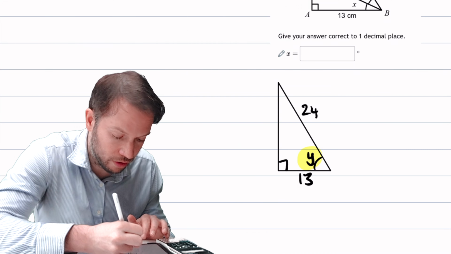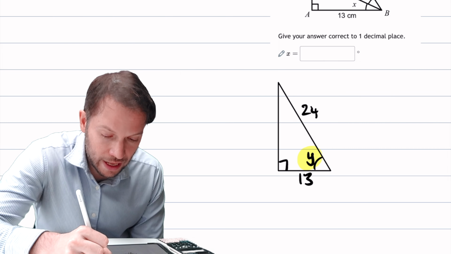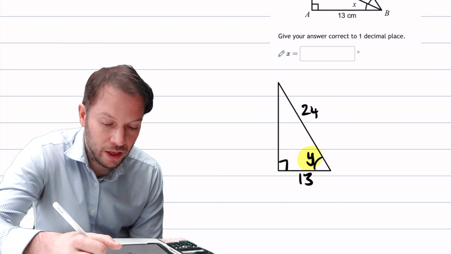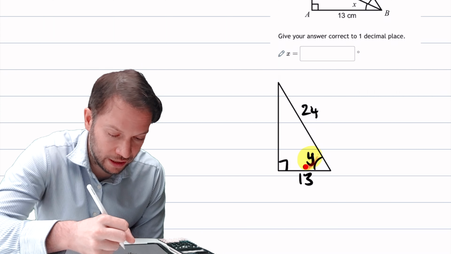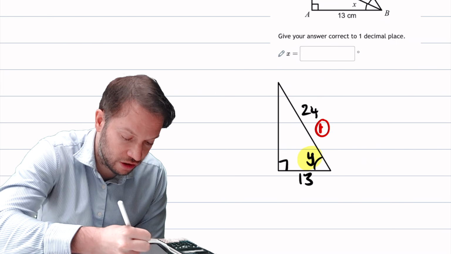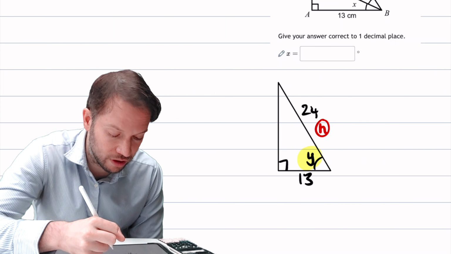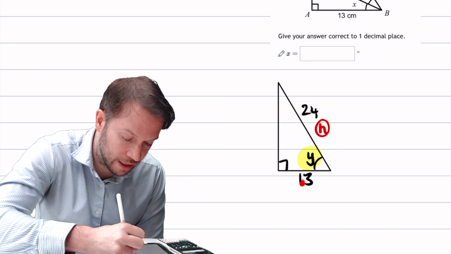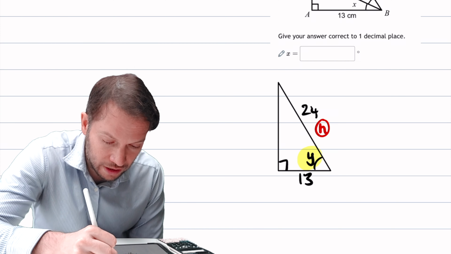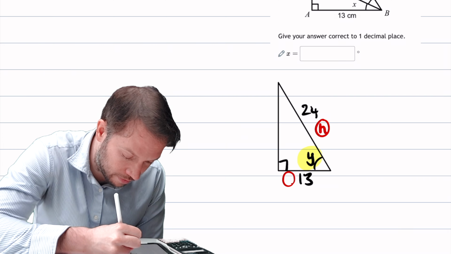Now, as we always do, we identify the angle of interest. It's the angle that's not the right angle that's labelled, so that's the y. And then we label these two side lengths relative to this angle of interest. So this side here, the 24, is the hypotenuse because it's the longest side of the right angle triangle. And this 13 here is the adjacent because it's adjacent to this angle of interest. So that side is the adjacent of length 13.